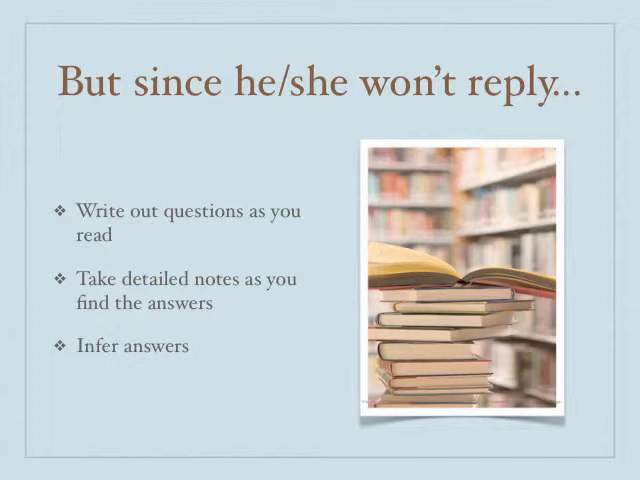And there are 3 steps to questioning an author. 1. Write out the questions as you read. That means as you come across them, take note of them. 2. Take detailed notes about when you find the answer. You want to be able to prove that you have the answer to your question. And finally, you need to infer some answers. The author is going to leave us clues, but we need to figure them out ourselves.